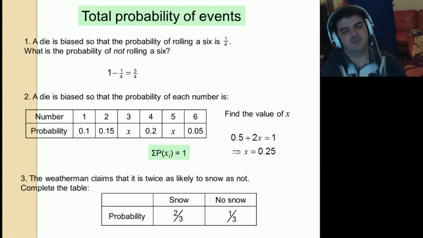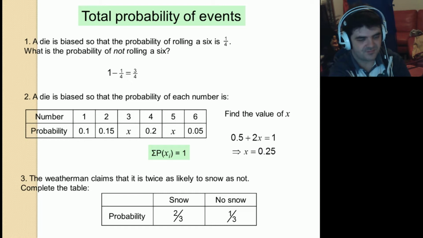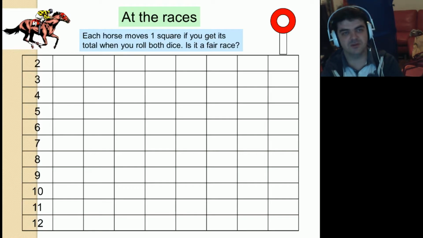And the last one: the weatherman claims that it's twice as likely to snow as not. Complete the table. This one's tricky because it's using ratio. And if something's twice as likely to happen as not, that means for every 3 times, 2 out of 3 times it snows, so that's going to be the probability. So it's going to not snow 1 out of the 3 times. So not snowing will be out of 3, not out of 2. And that is the total probability of events.